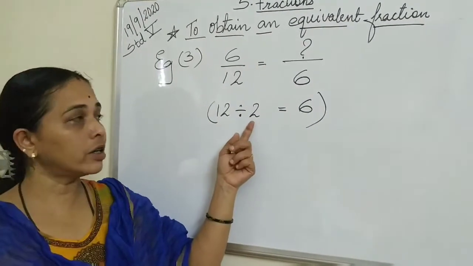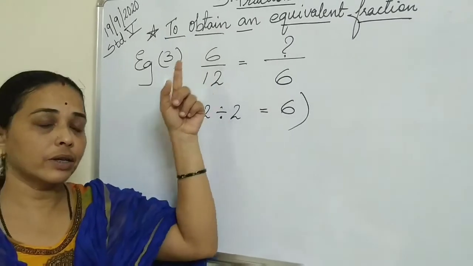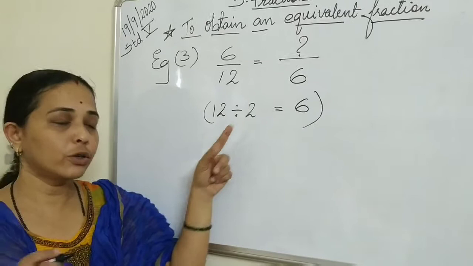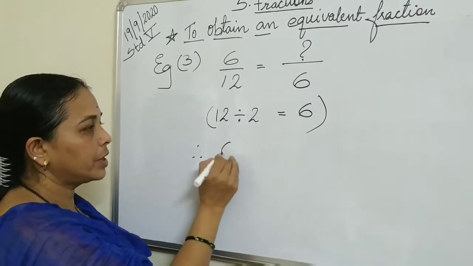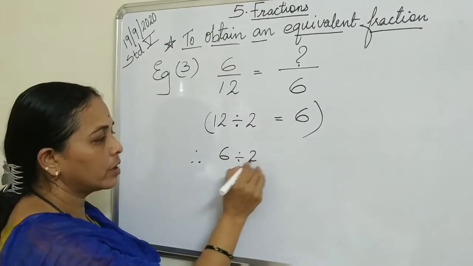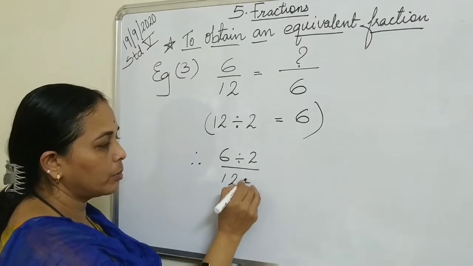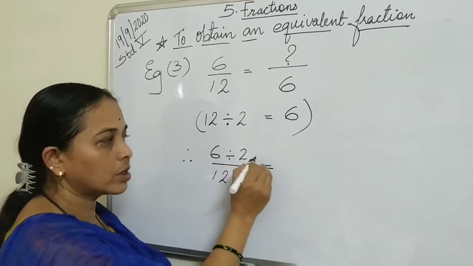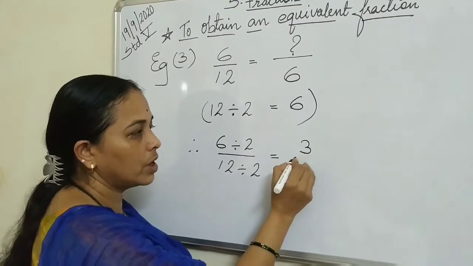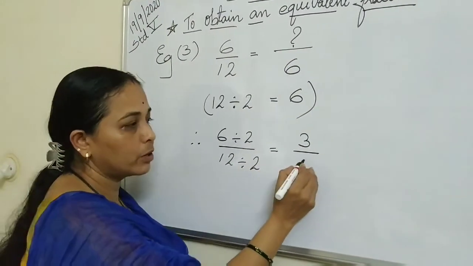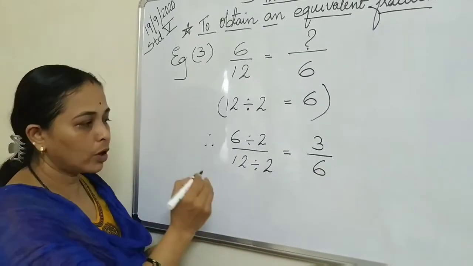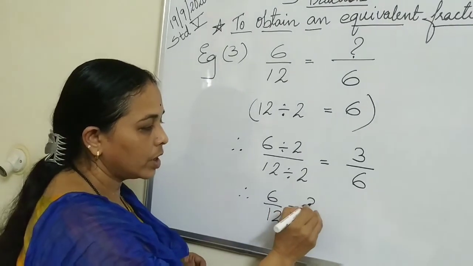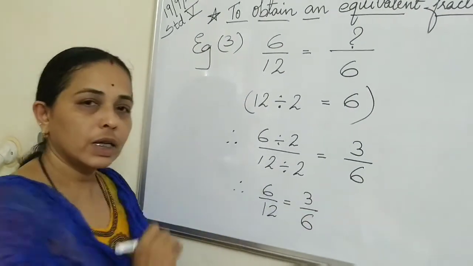So this is telling us that we have to divide the numerator and the denominator by 2 to get the equivalent fraction. 6 divided by 2 is 3 and 12 divided by 2 is 6. So the equivalent fraction of 6 upon 12 is 3 upon 6.